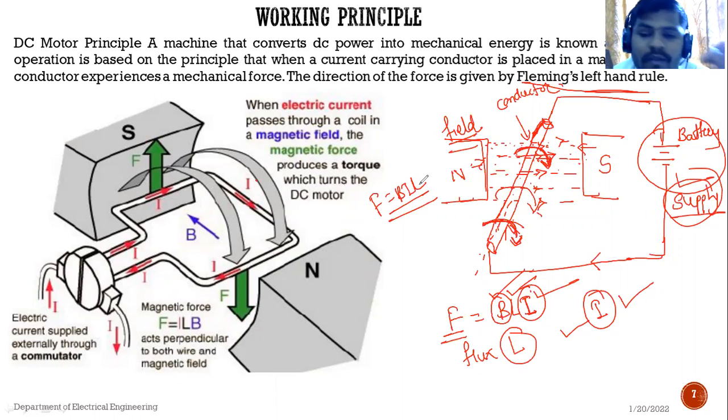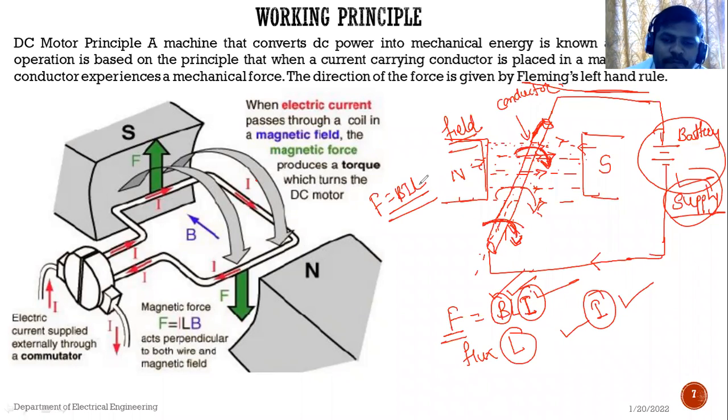Okay. See, what is Fleming's left hand rule? Can anyone tell me? Fleming's left hand rule. The thumb shows the direction of force. Force. Okay. First finger shows the direction of field and second finger shows the direction of current.